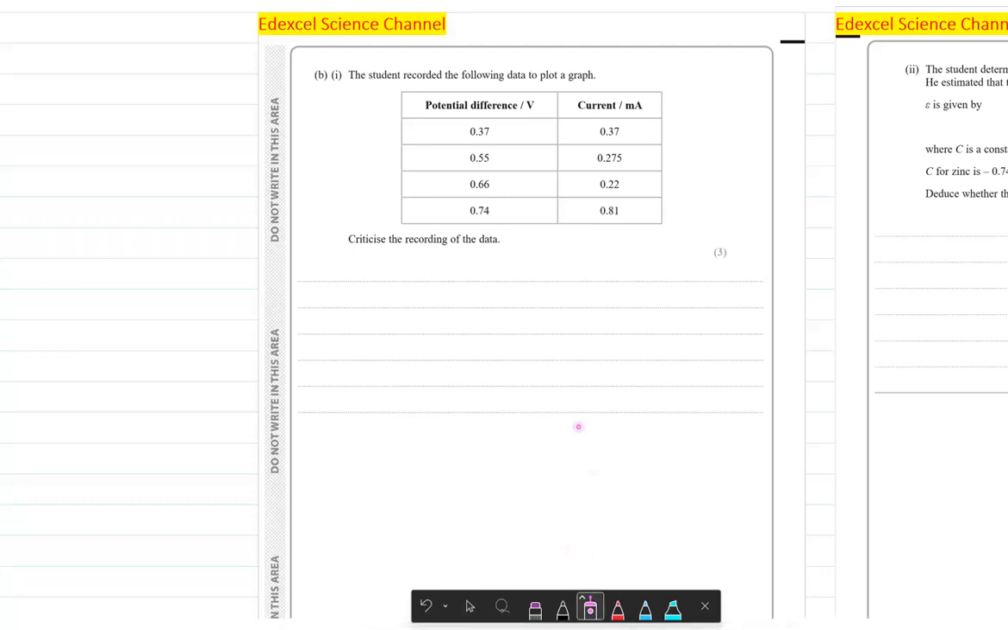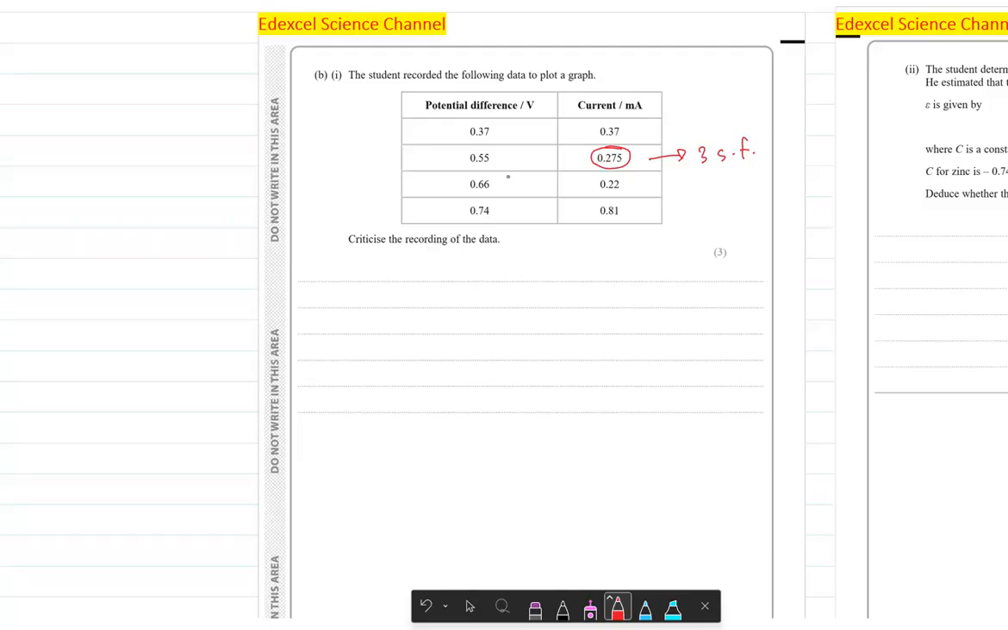Moving on to question number B. The student recorded the following data to plot a graph. So the student has collected potential difference and the corresponding current value in milliamps. So criticize the recording of the data. Clearly, the first thing that I notice is this one. All the values have two decimal places, right? But this particular one has three significant figures, which is inconsistent.